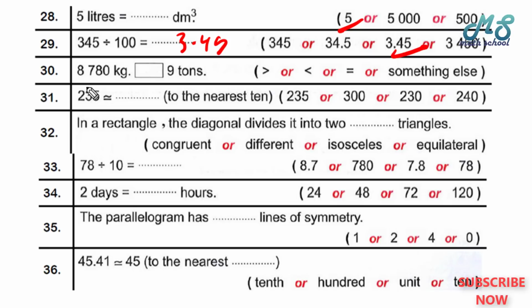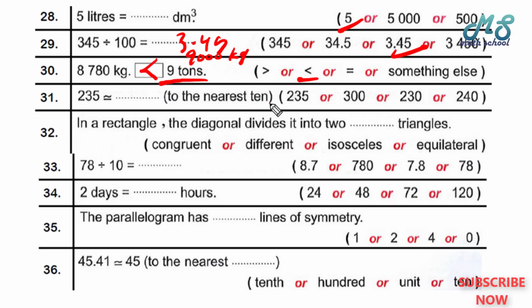Number 38,780 kilograms and 9 tons. We want to do comparing here. The easiest thing is to convert the big unit to the small unit. 9 tons is equal to 9,000 kilogram. So at the left we have 8,000, at the right we have 9,000, so you have to write less than. So the correct answer is less than.